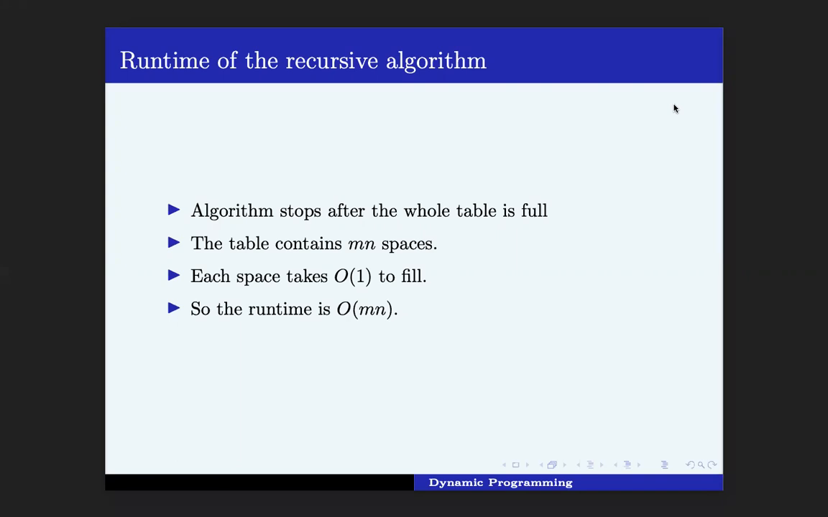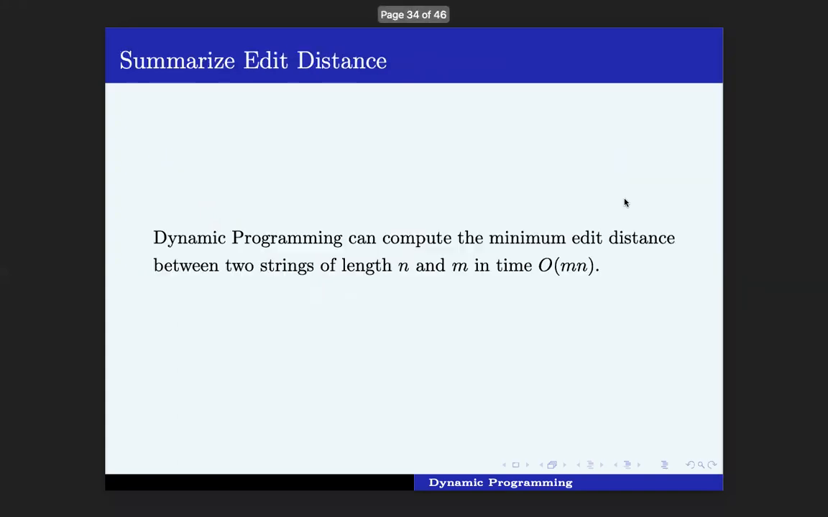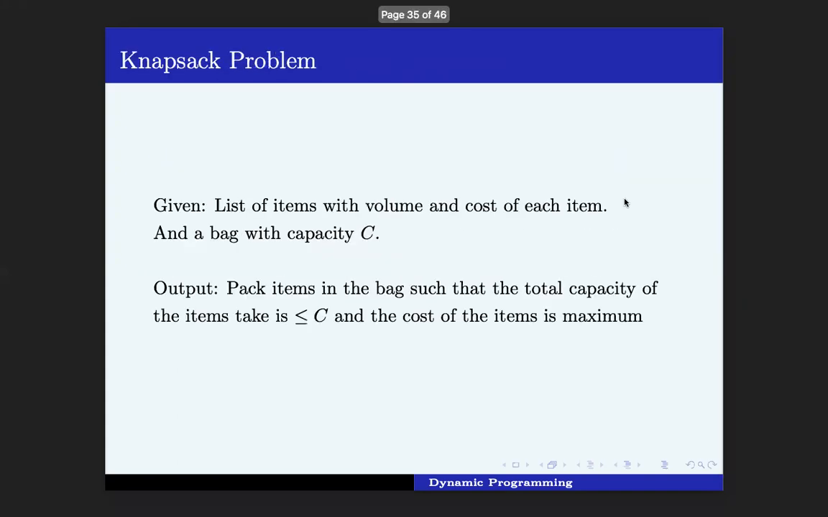So let me go to a new problem. Maybe I'll just stop here. So here is this problem. It's called the knapsack problem. Maybe many of you might have heard of it also. So I have a collection of items. Each item has two parameters. One is a volume, another is a cost.